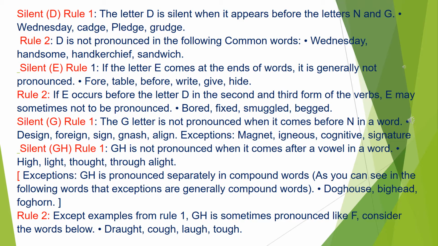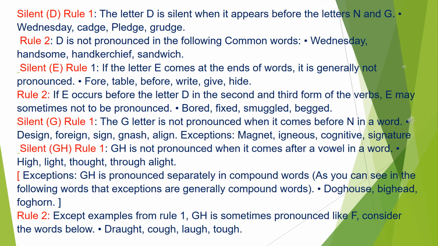Let's know about silent G. The letter G is not pronounced when it comes before N in a word. For example, design, foreign, sign, gnash, align. There are some exceptions like magnet, igneous, cognitive, and signature.